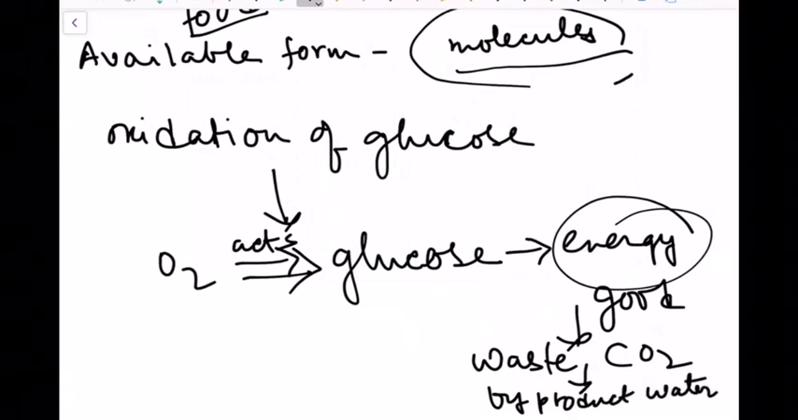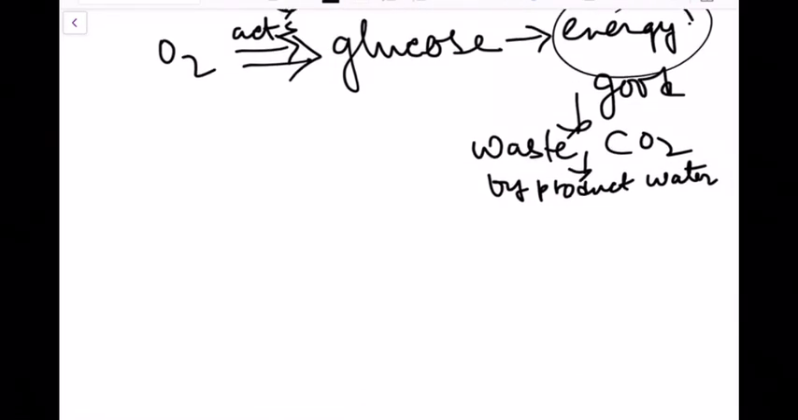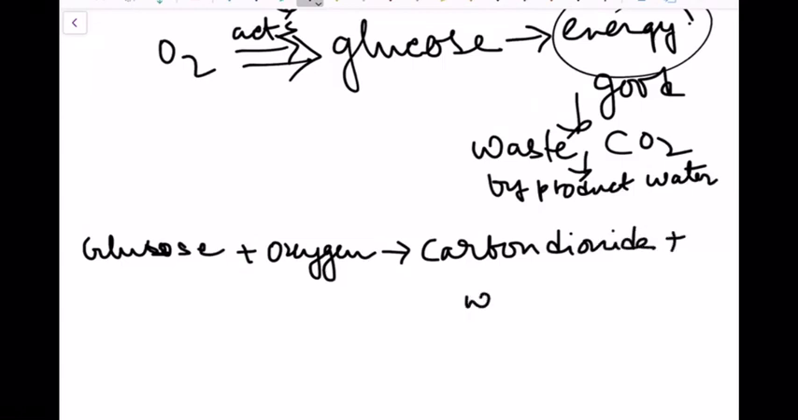Okay, so this is what is internal respiration, or respiration at cellular level. This is what happens. Glucose, that is food, broken down food, is acted upon by oxygen to give out carbon dioxide plus water plus energy.